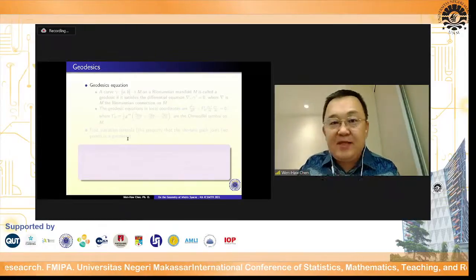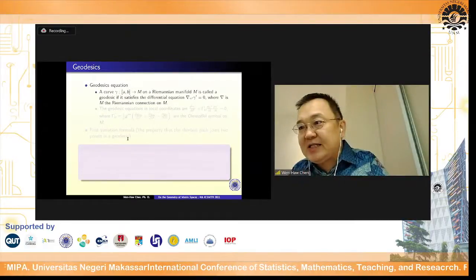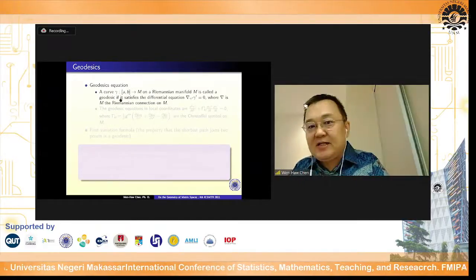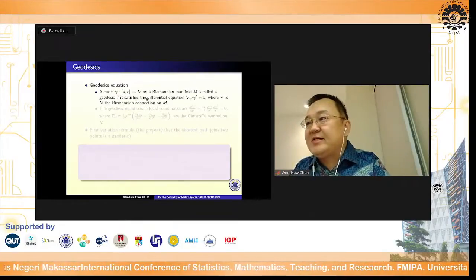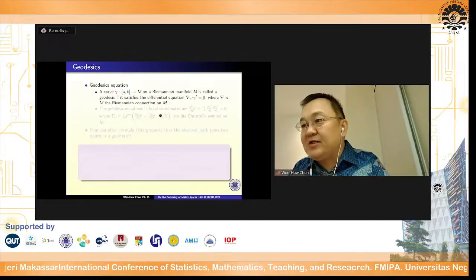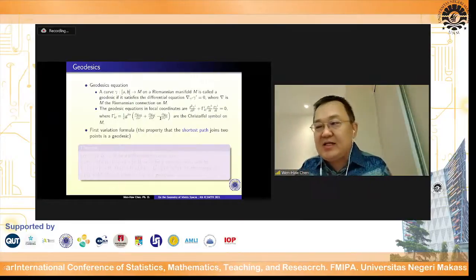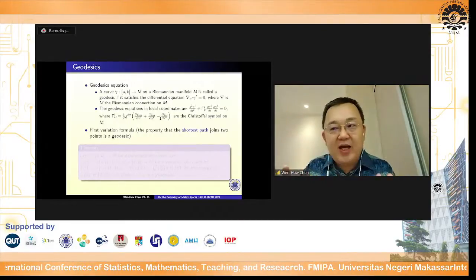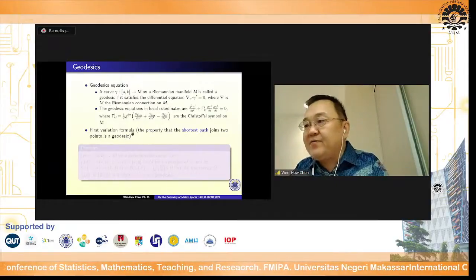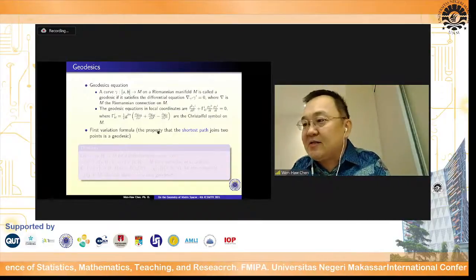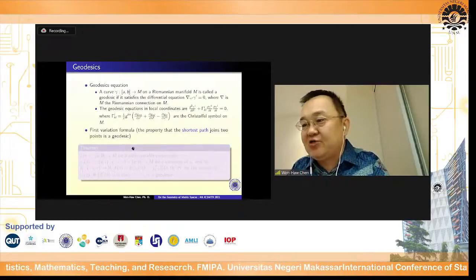So another important idea in Riemannian geometry is the so-called geodesic. A curve on a Riemannian manifold is a geodesic if it satisfies the so-called geodesic equation, and we can understand this idea just like a straight line in the plane or in space. So we can use the first variation formula. This is the property that the shortest path joining two points is a geodesic.